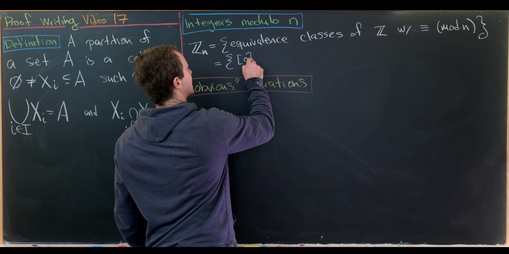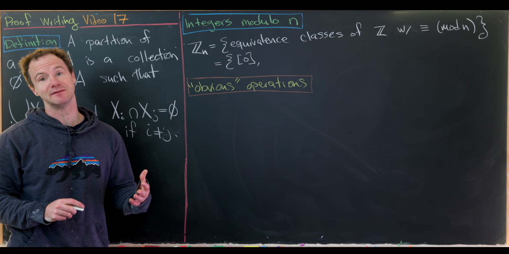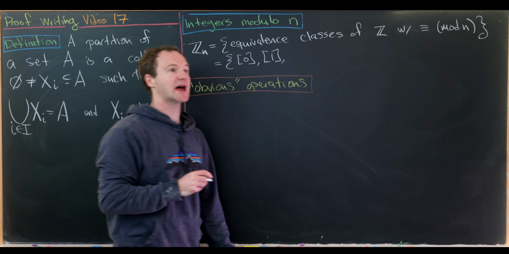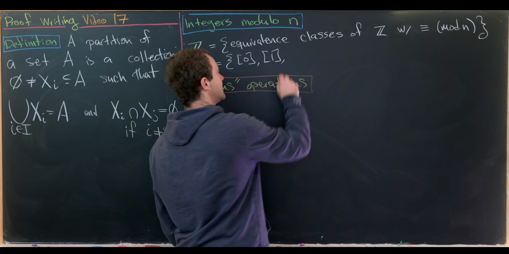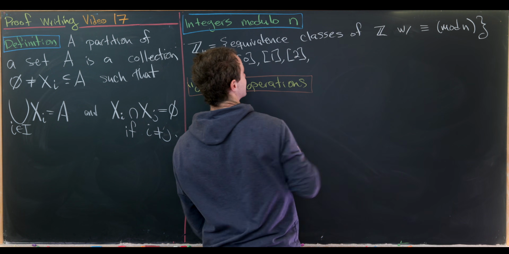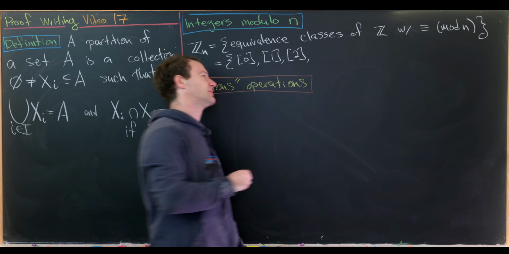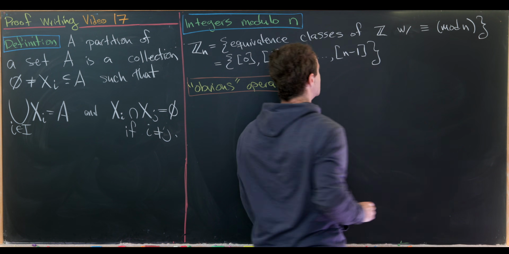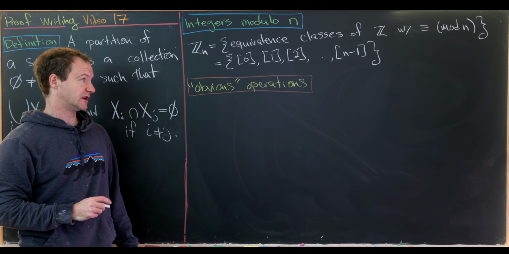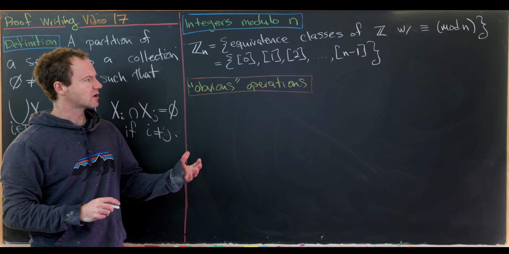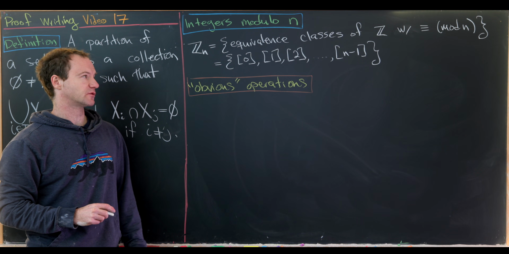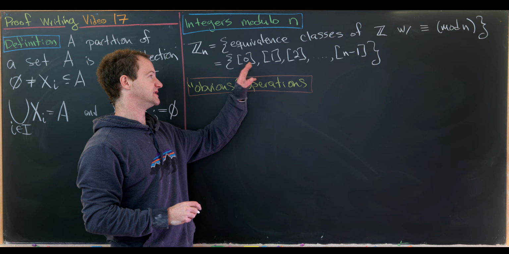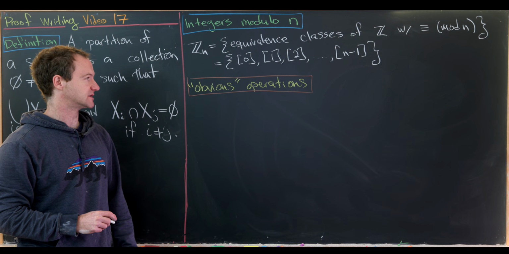And in fact, there are obvious equivalence classes here. We get the equivalence class of 0. So that's everything that's a multiple of n. We get the equivalence class of 1. That's everything that has a remainder of 1 when divided by n. The equivalence class of 2. That's everything with a remainder of 2 when divided by n. Ending at the equivalence class of n minus 1. That's everything with a remainder of n minus 1 when divided by n. Let's recall that those are the only possible remainders when dividing by n. Okay, so we've got n numbers here between 0 and n minus 1. Well, they're really n equivalence classes.